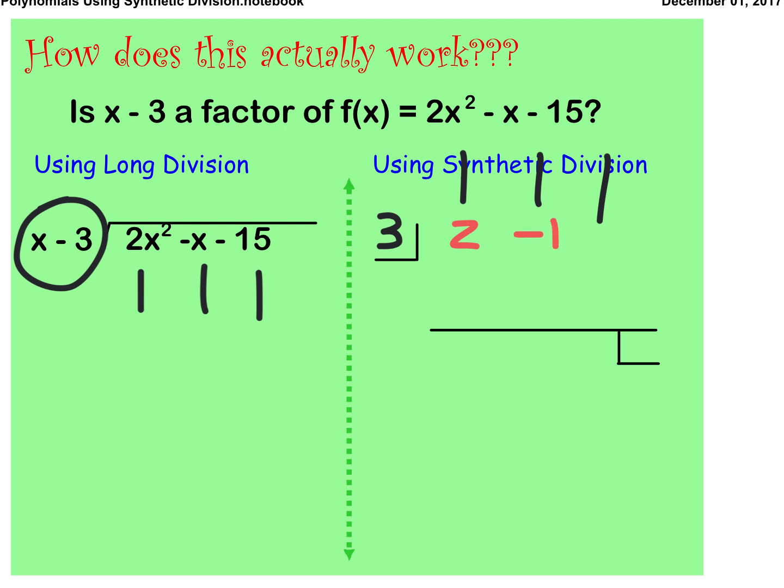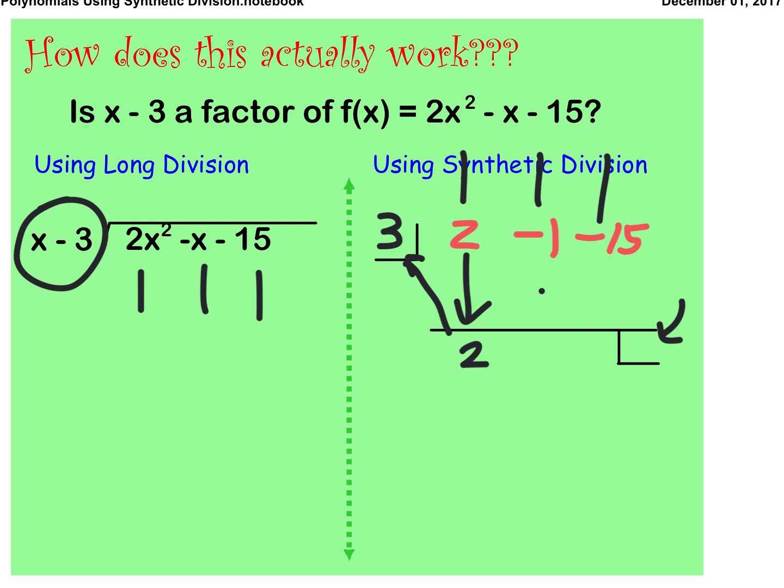2, negative 1, negative 15. Snoop Dogg told you the first step. Drop that down. Then it's a series of multiplying, putting it here. And then adding, multiplying, adding, and then the remainder goes in the little box at the end. And if the remainder is zero, it worked. If the remainder is not zero, then it didn't work and it wasn't a factor. And you'd have to just tell me, so what was the remainder? And if you get the remainder right, I know you probably did it right.